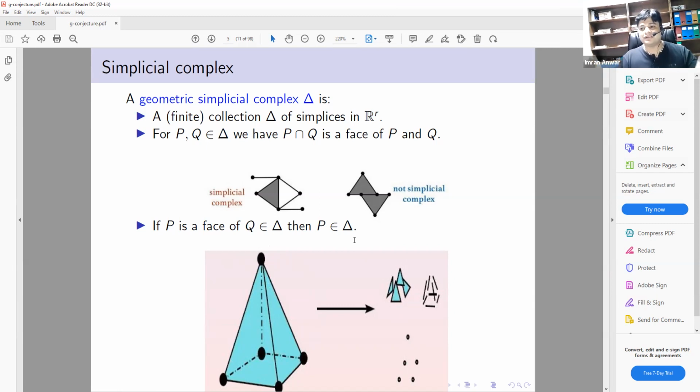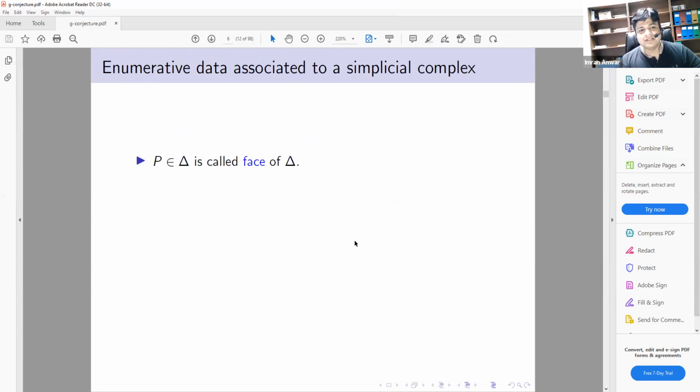So a simplicial complex is just a collection of simplices which are joined together very nicely. And the second condition is that if a simplex is in delta, it means all its faces should also be in delta. This is the definition of a simplicial complex. And this is called the geometric simplicial complex.